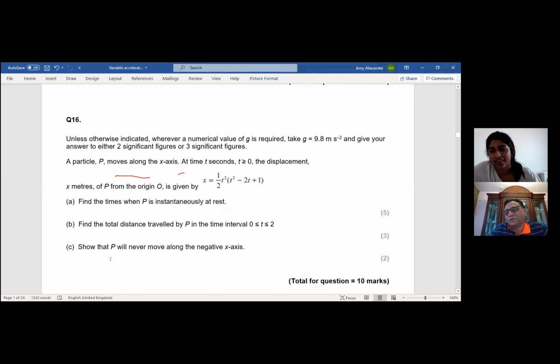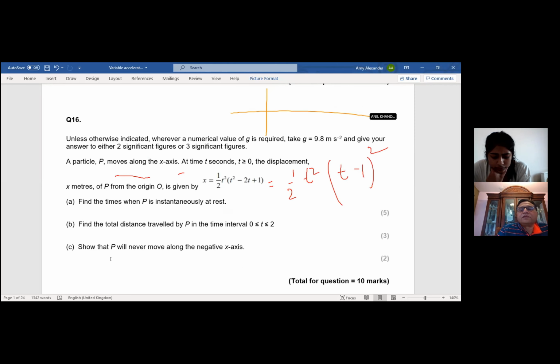Correct. So first things first, we'll just factor this, right? x equals t squared is already there, and this is what? This is t minus 1 whole squared, right? So you have two zeros. One is at 0 and the other one is at 1, correct? So zeros are at 0 and at 1.